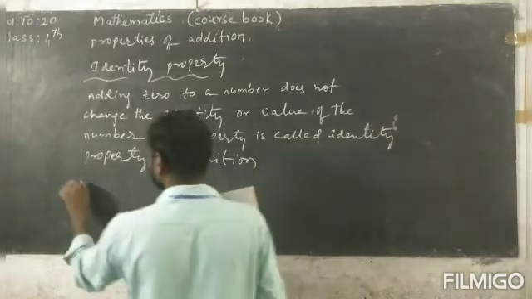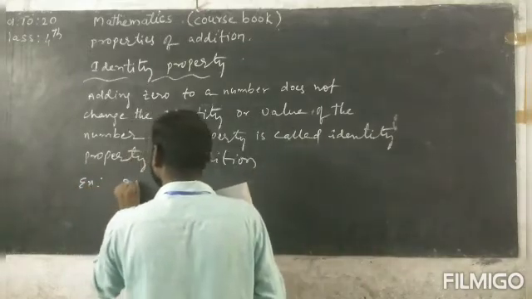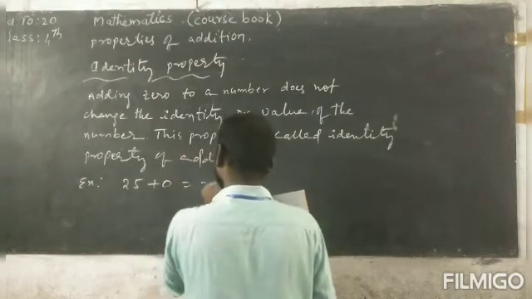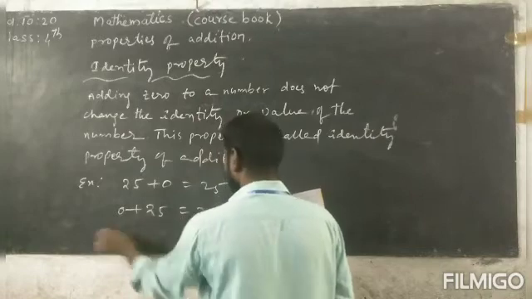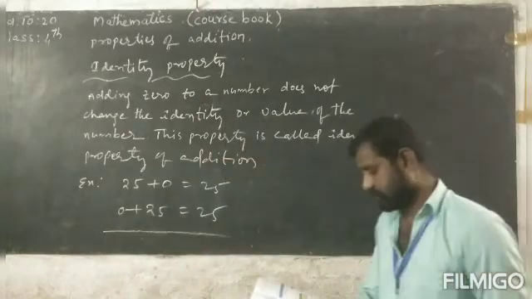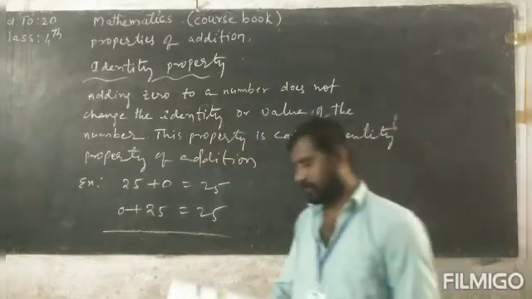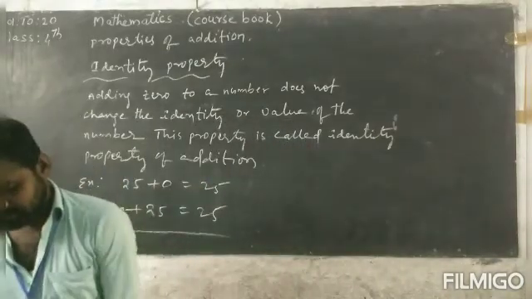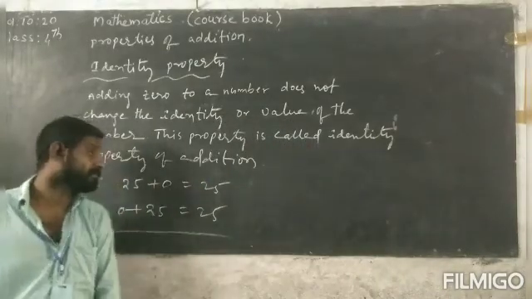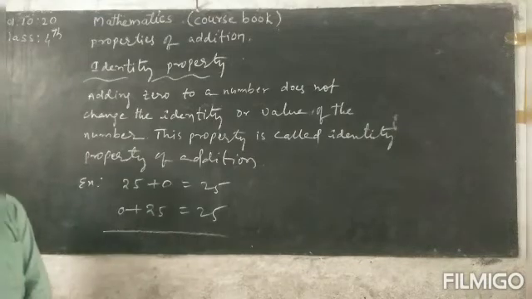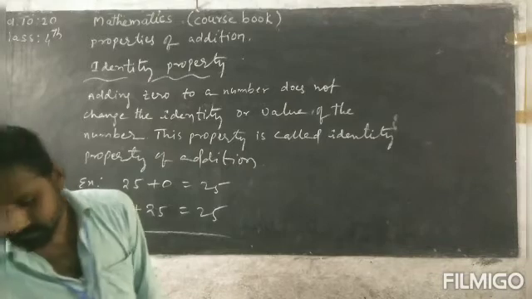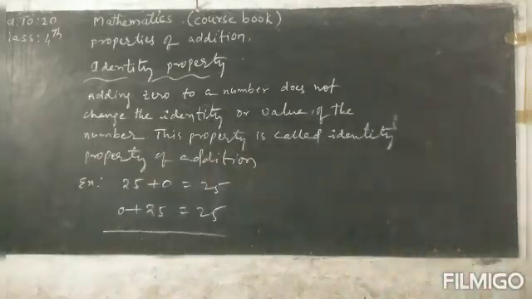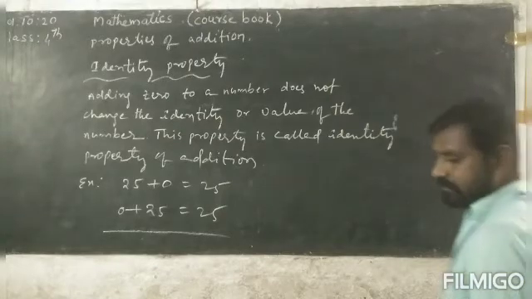See here, example. 25 plus 0, you get 25. 0 plus 25, you get 25. This is the identity property. See now next.